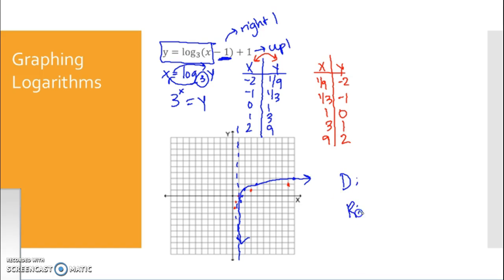For exponential, your domain was all real numbers, but for a logarithm, we flip it, and your range is all real numbers. And my domain will be 1 to infinity.